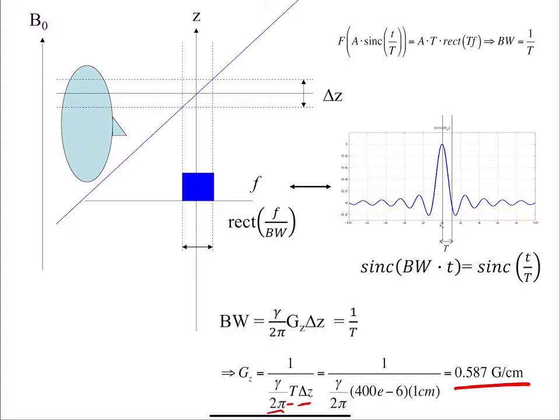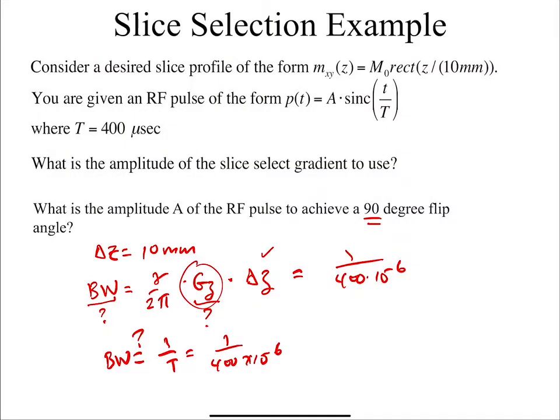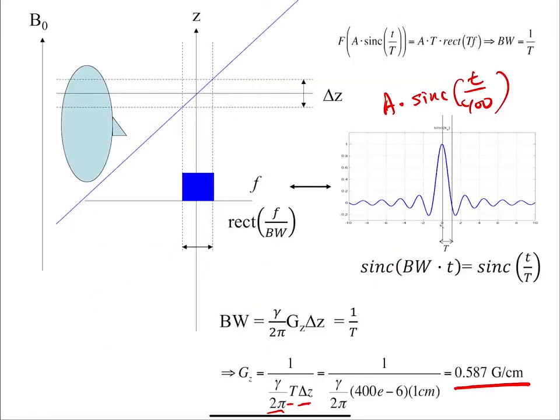So now the next question is, we know that this is a sinc of t over 400, right? But we don't know what its amplitude is. So now we want to figure out what's the amplitude of a sinc function that is going to give me a 90 degree flip angle pulse. I've already figured out the slice selection part. I'm getting a slice with thickness 10 millimeters. So my gradient, the combination of my bandwidth and my gradient, give me the slice thickness. Now I want to figure out how big to make that pulse to get a 90 degree flip angle.